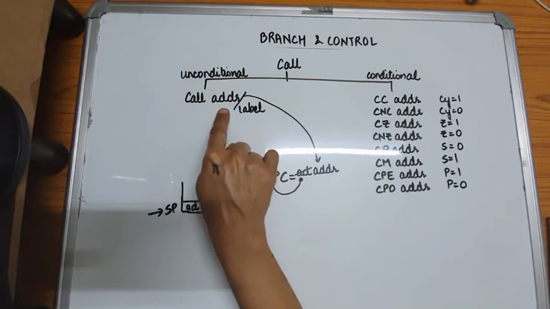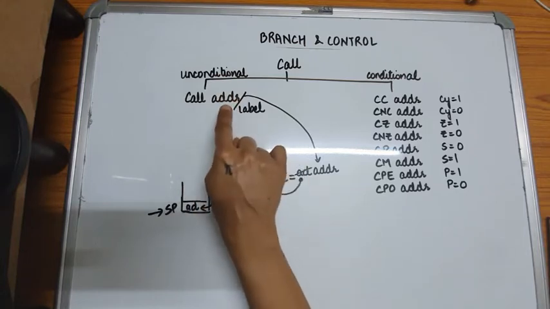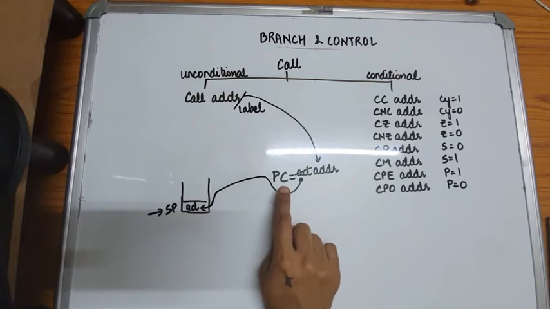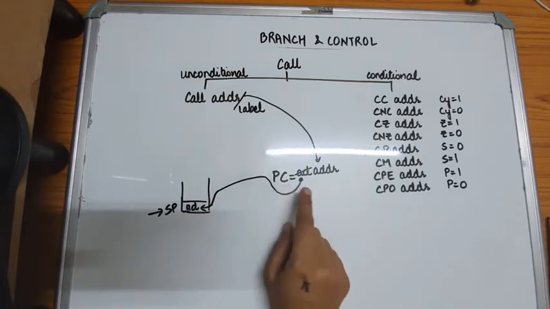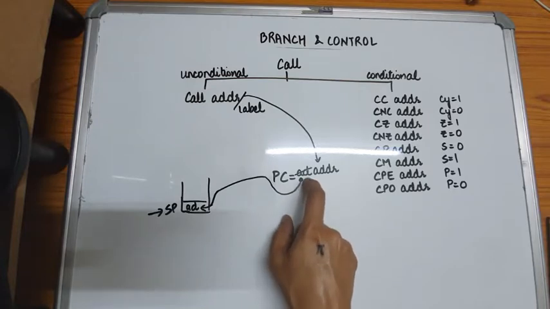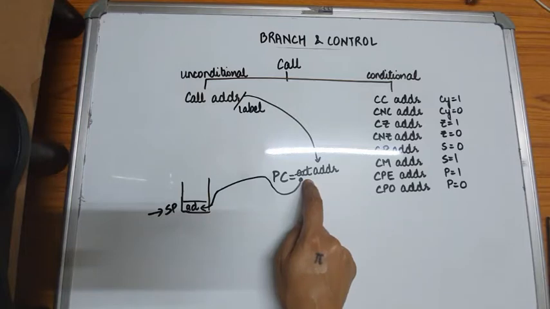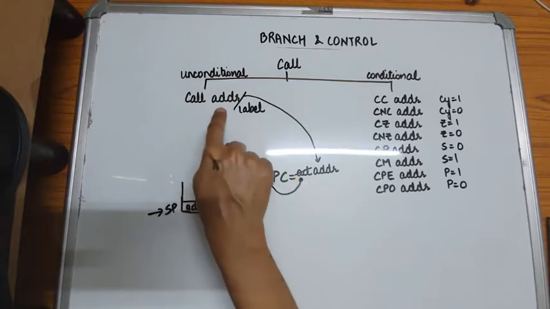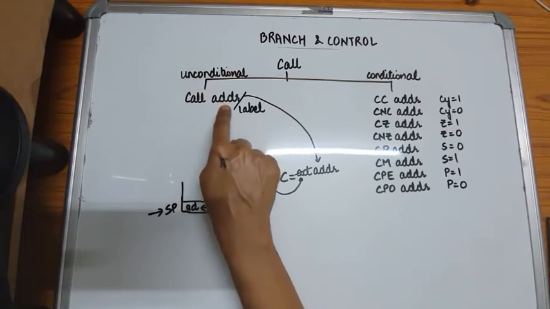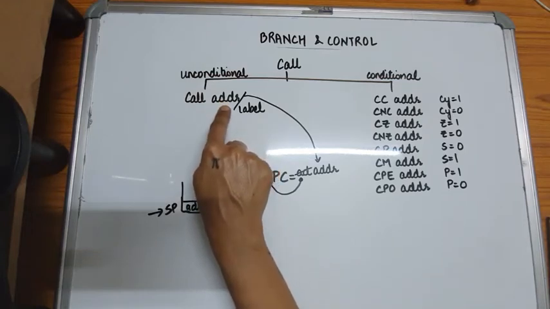this label or this address. The contents of the PC are always holding the value of the next instruction to be fetched by the CPU. Let's take an example: the address of the next instruction is AD. Whenever a call instruction is encountered, this ADDR is now required to be written on PC, the program counter.